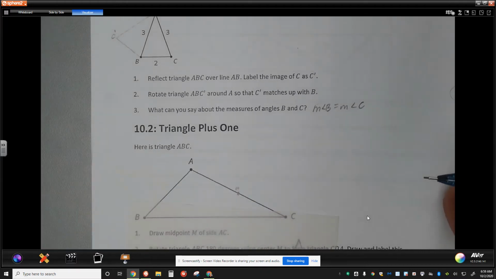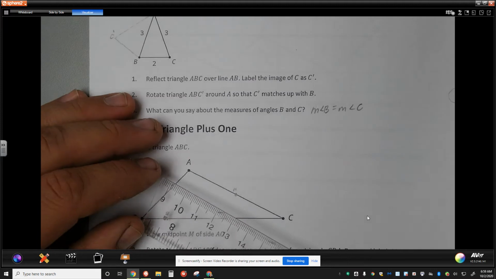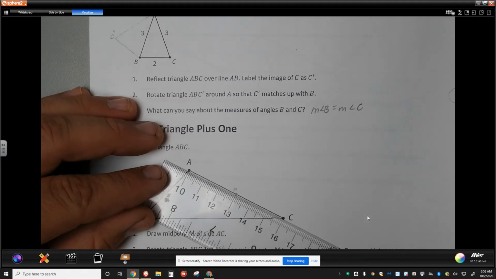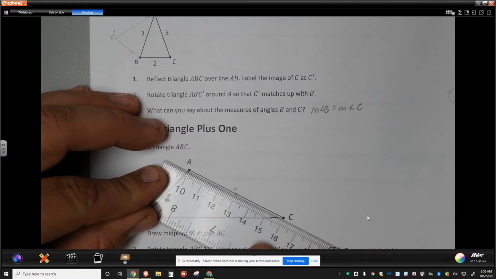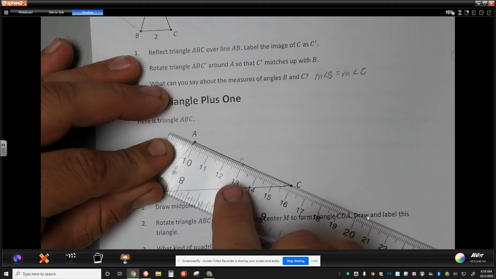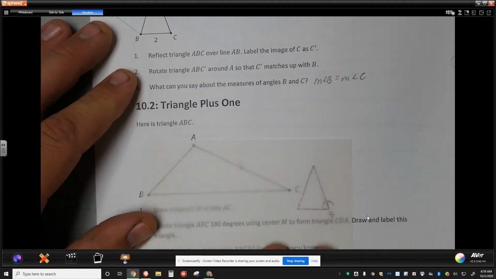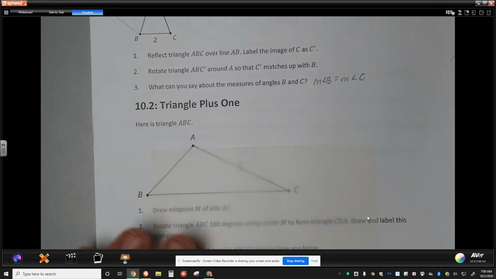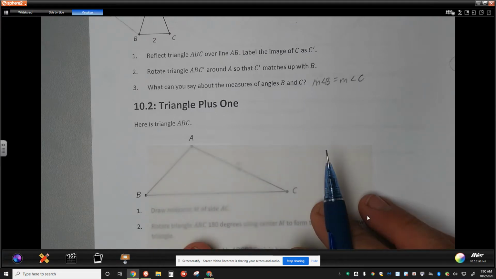Here's another triangle. We were supposed to draw the midpoint M on side AC. The way that I found that midpoint, you'll have to forgive me, I have a broken ruler here, is I found the distance from A to C, which is 6 centimeters. I know that because 10 to 6 is 6 centimeters, and so I put a point right in the middle, 3 centimeters there. My job now is to rotate this triangle 180 degrees using M as the center to form another triangle, to form triangle CDA.